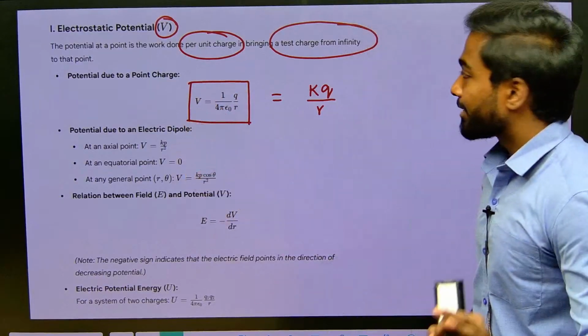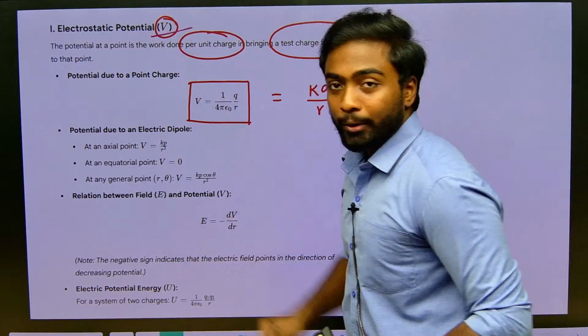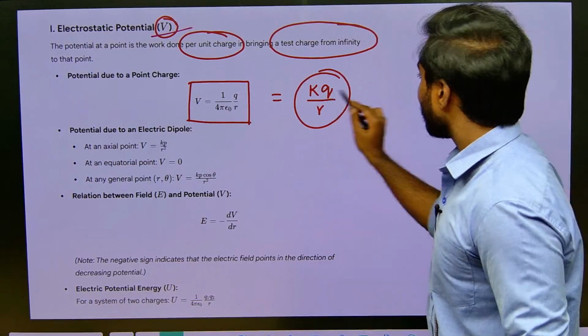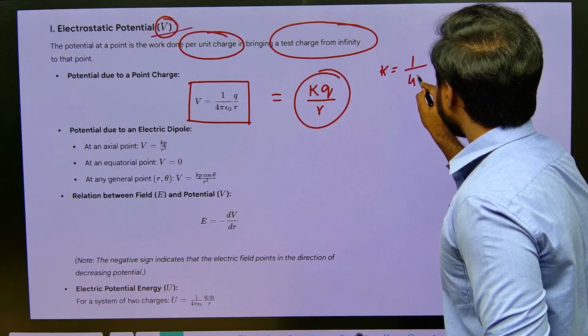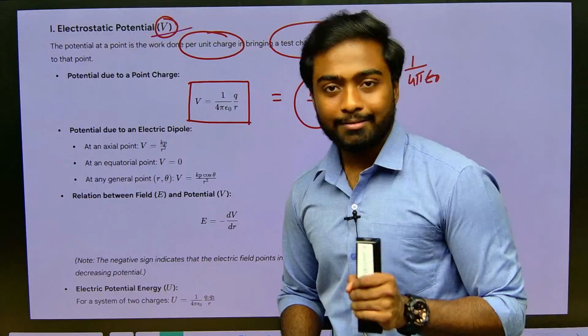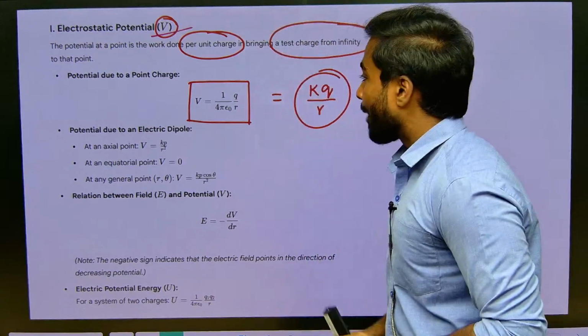It is denoted by the letter V, and V is nothing but kq by r. Here k is nothing but 1 by 4 pi epsilon naught, so the value of k is 9 into 10 power 9. Okay, the potential due to an electric dipole.